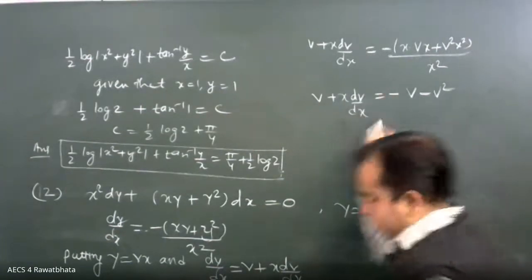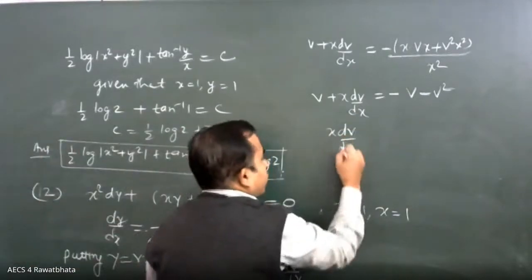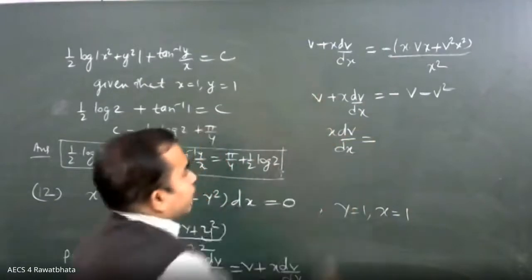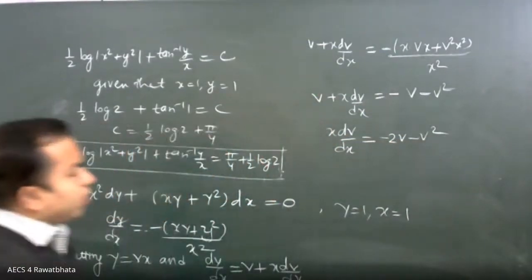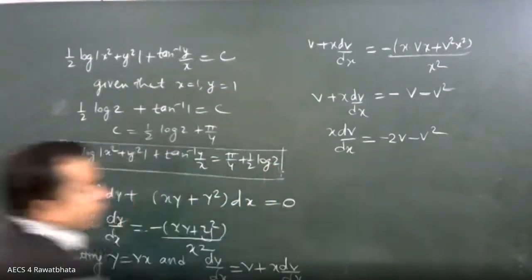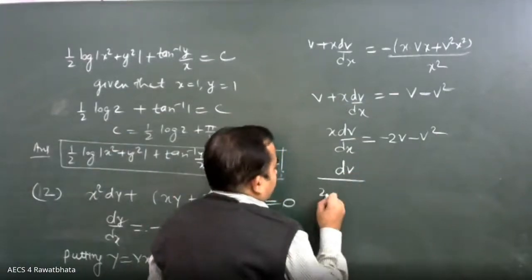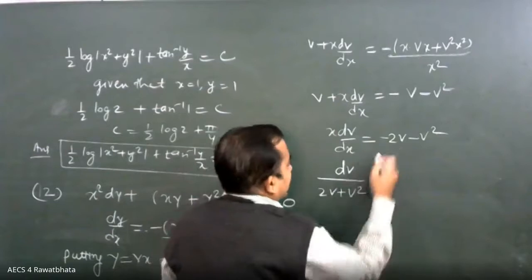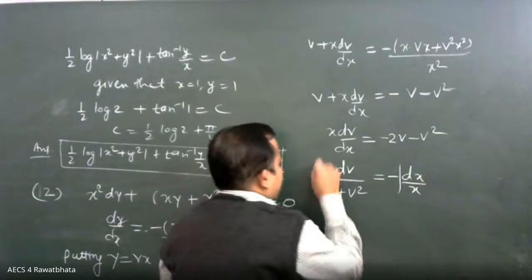And now let us try to separate the variables. x dv upon dx will become equal to this, v will go on the other side, minus 2v minus v square. Separate the variables means v terms should be kept with dv. So let me keep dv upon 2v plus v square, and minus I am keeping here only, equal to minus dx upon x. Integrate.